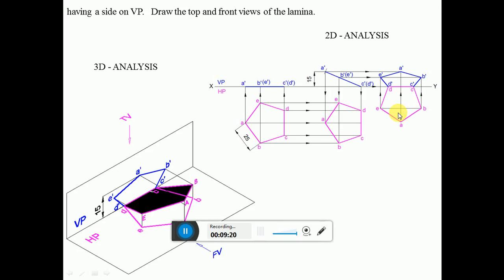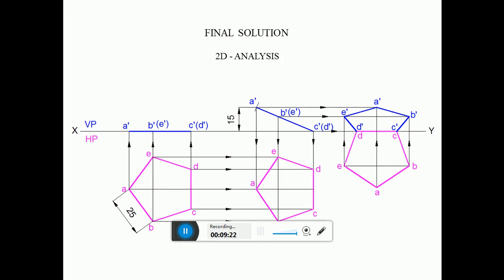Next, how do we know that my problem is right or wrong? A side is resting on both HP and VP. A side is resting on HP and also it is resting on VP. And the corner opposite to the side is 15 mm above HP. Even in the final position you can see that the distance from A dash will always be equal to 15 mm. So that condition is satisfied. And again it is a regular pentagon of 25 mm side. So this is how we can analyze that our problem is right. Thank you.